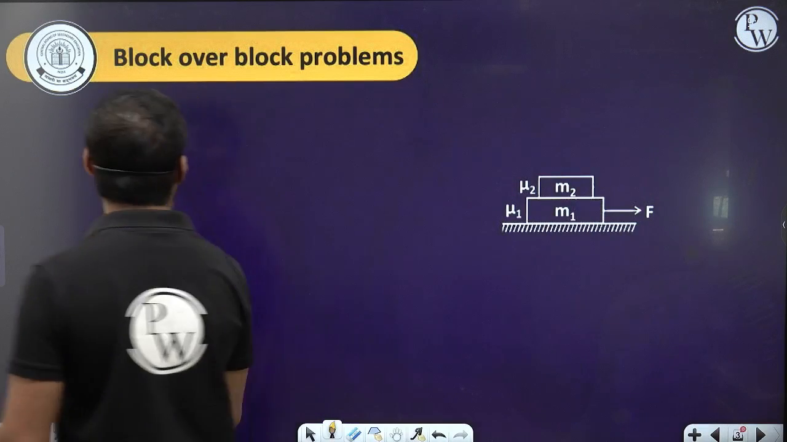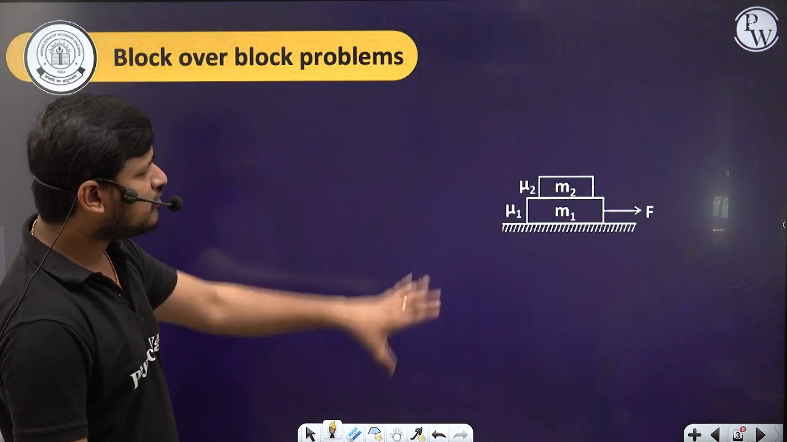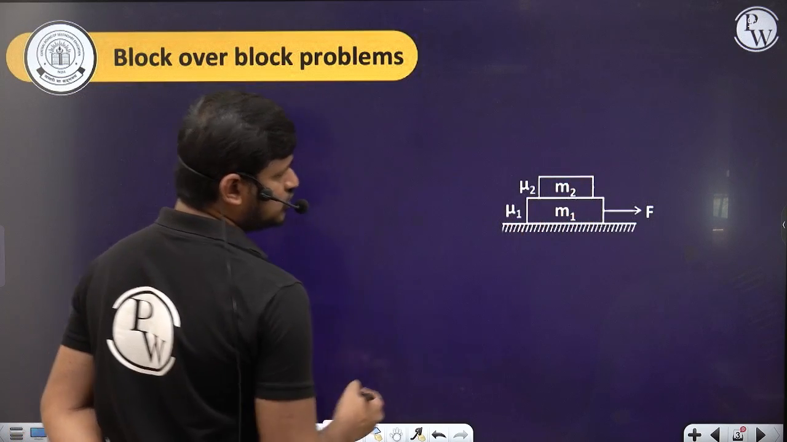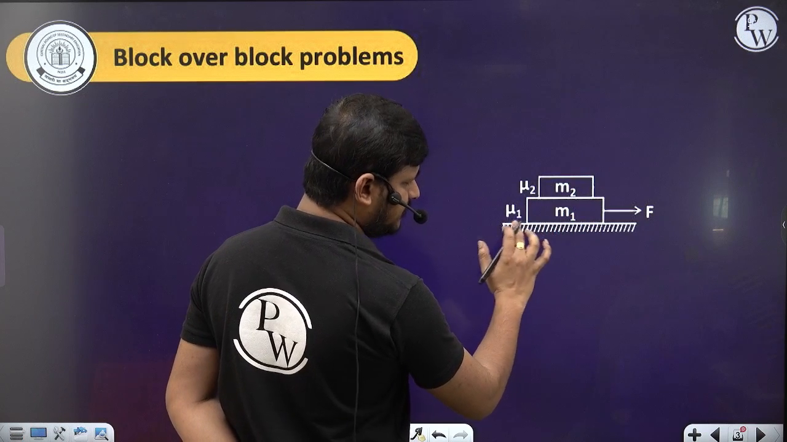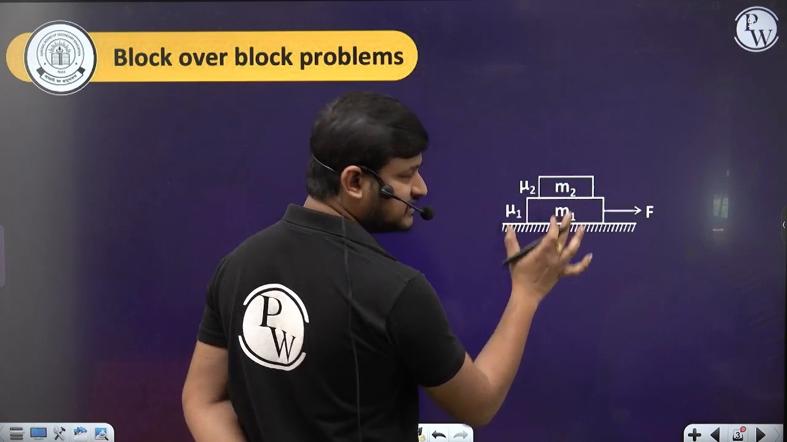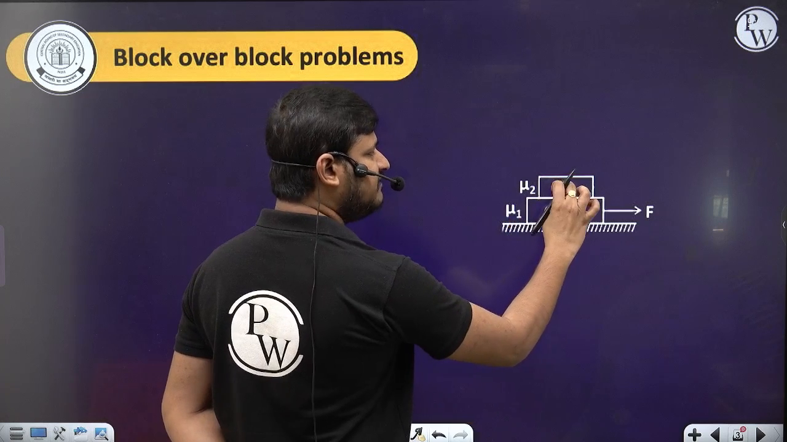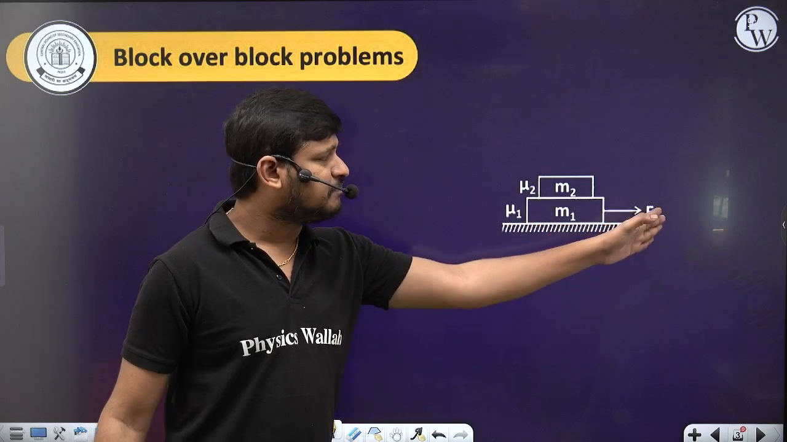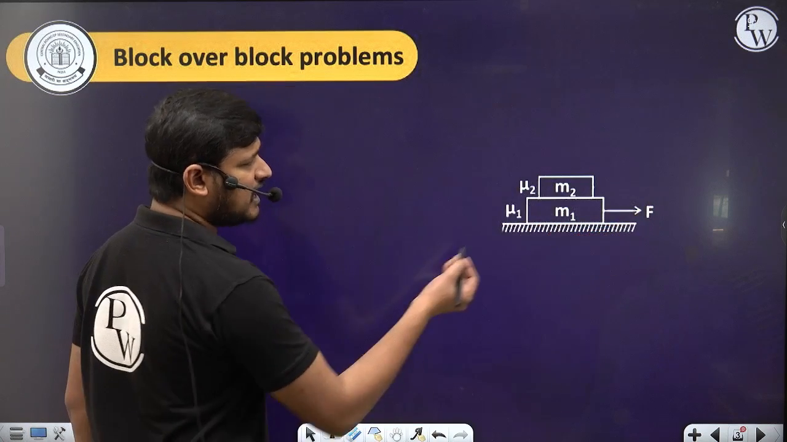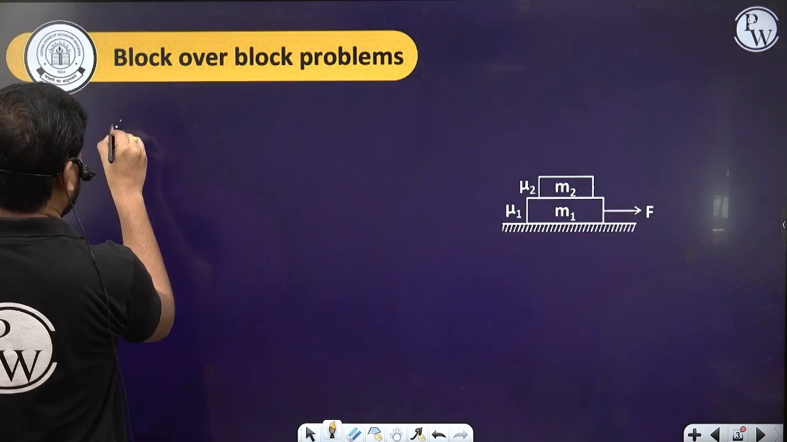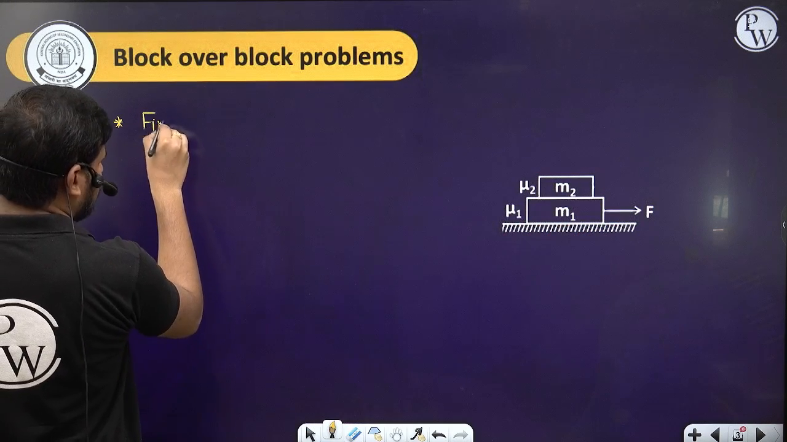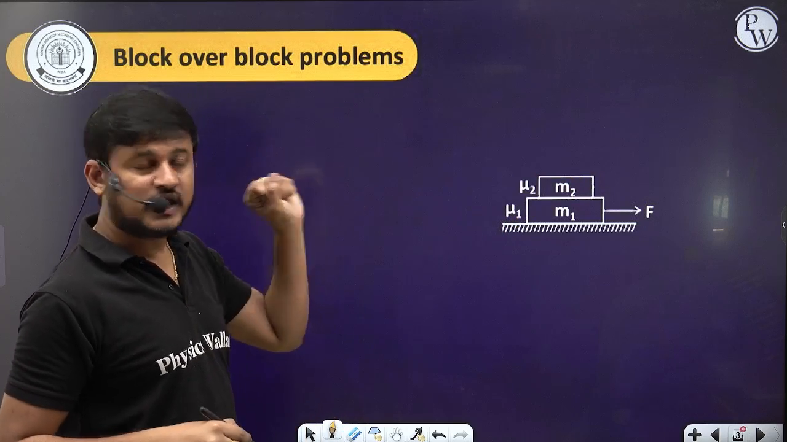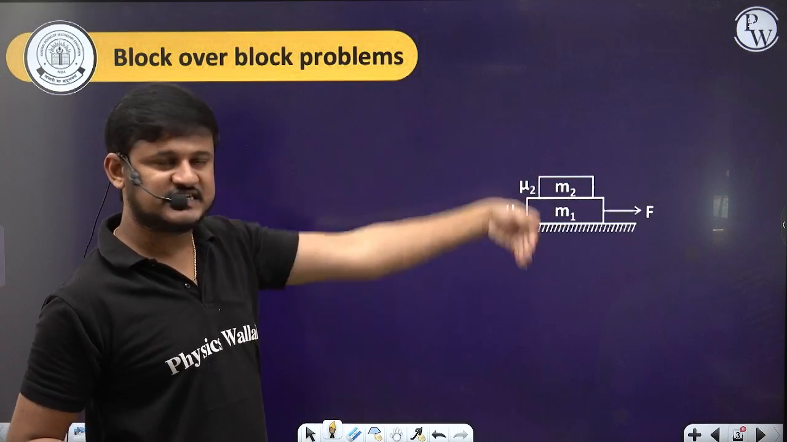So that is what block over block problem solving. Block over block problems means, see here, there are two blocks placed one on the other. Here the coefficient of friction between the bottom block and the surface, let it be mu1, and between these two blocks, the coefficient of friction is mu2. If a force F is applied, then they may ask in the question to find the acceleration of M1 and M2. So that's what I am saying in this slide: what kind of questions can be asked. And how to solve such questions, we'll see in the further slides.